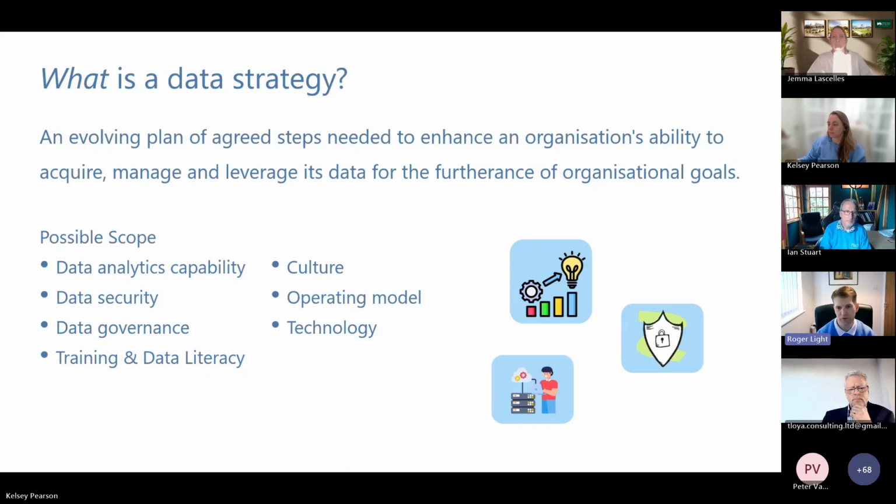Now we've considered what a data strategy is, Tom is going to look for us at why we might actually need one.